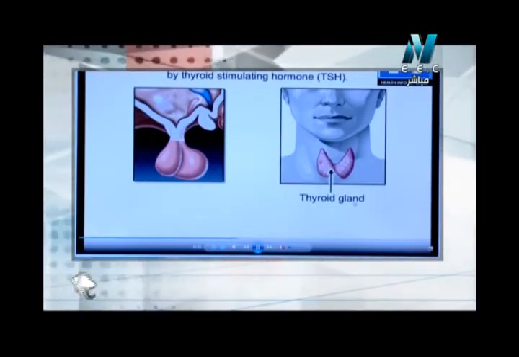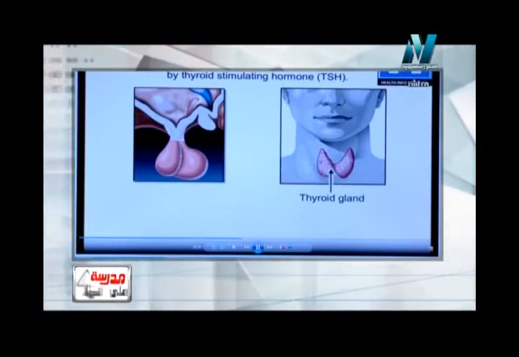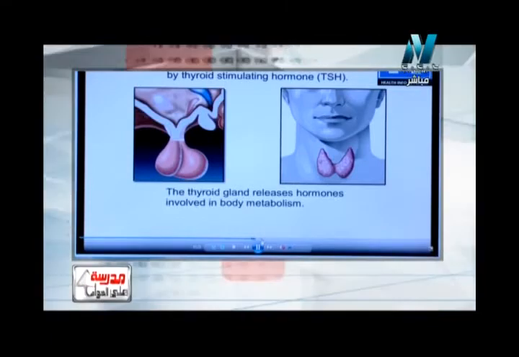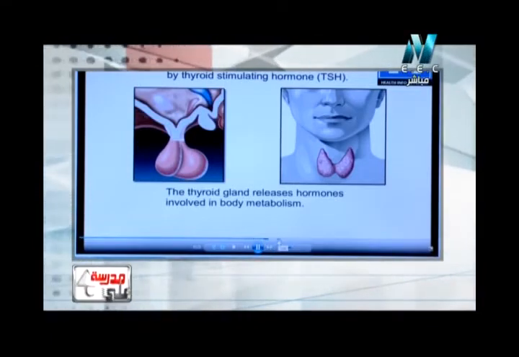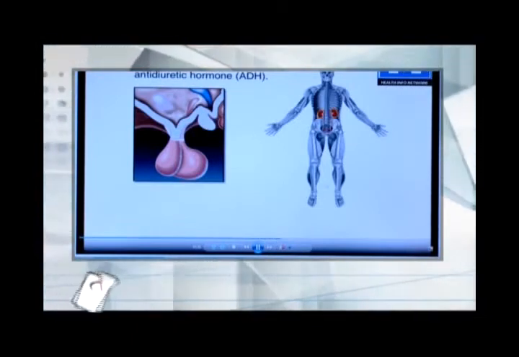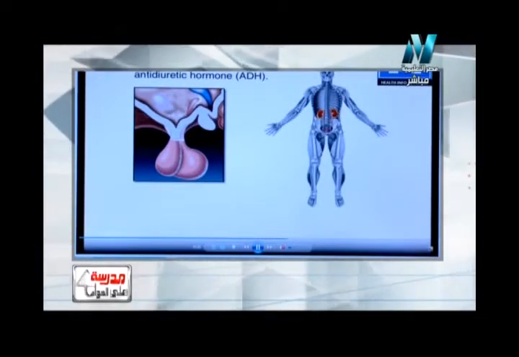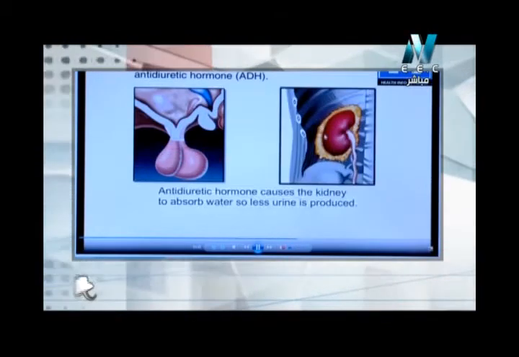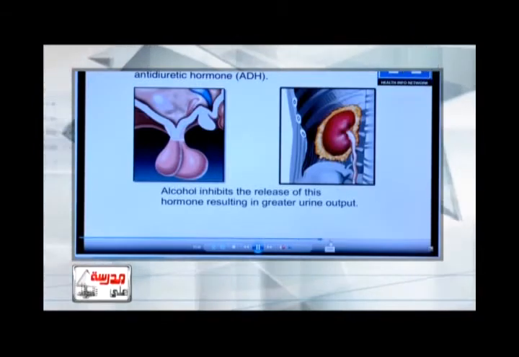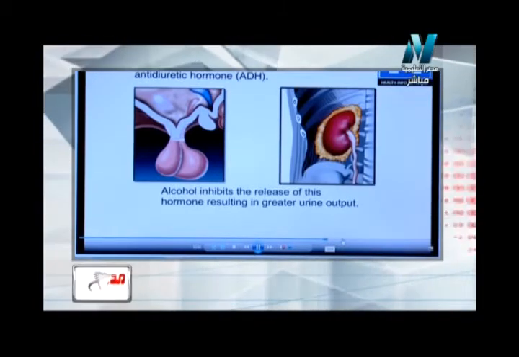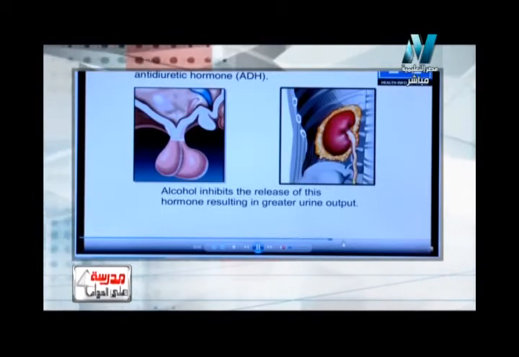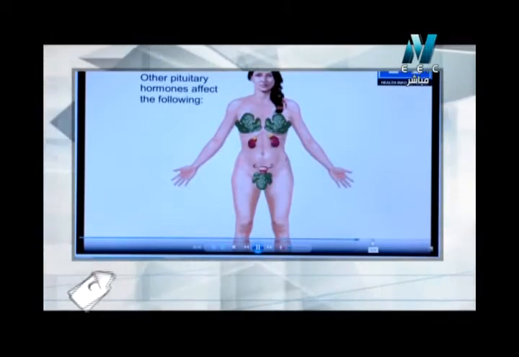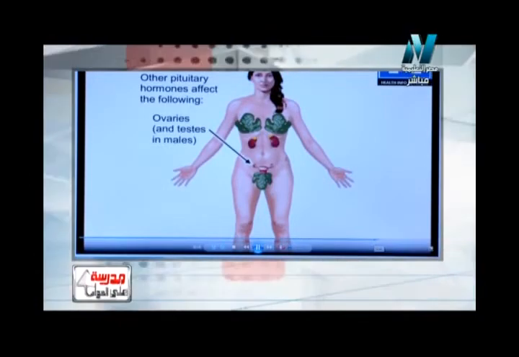It controls other endocrine glands like the thyroid gland, and we will study the function of the thyroid gland. And as you see here, the adrenal gland above the kidneys, the right and left kidneys. So the pituitary gland controls the activities of other endocrine glands, as here we have the ovaries in females.